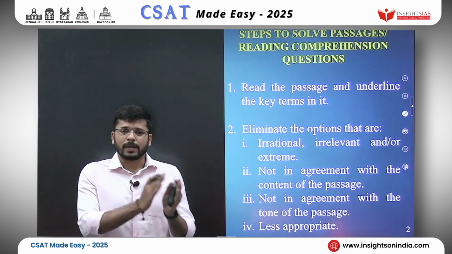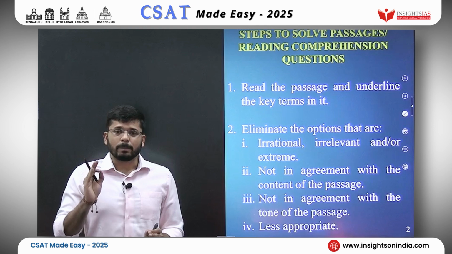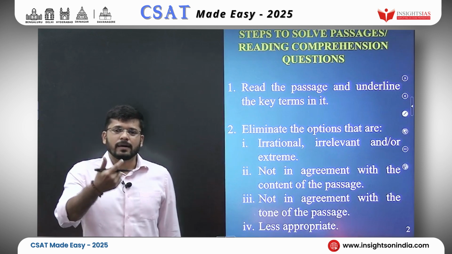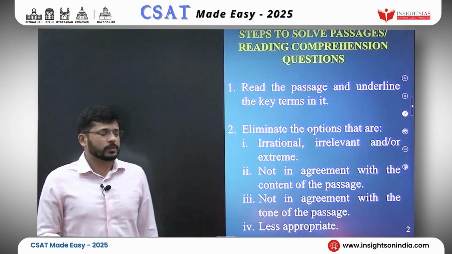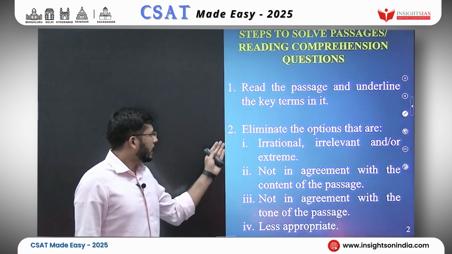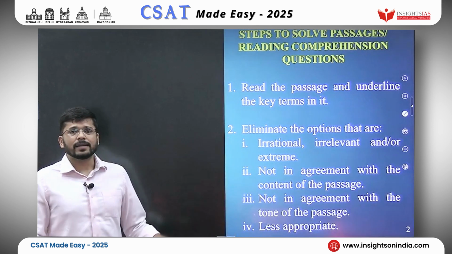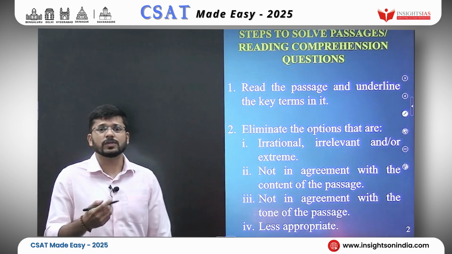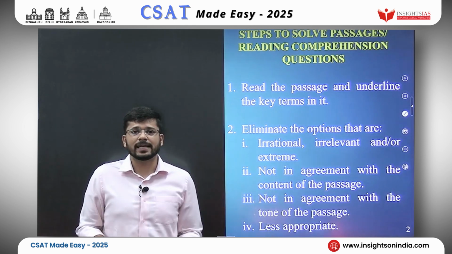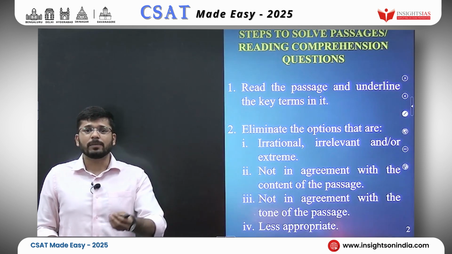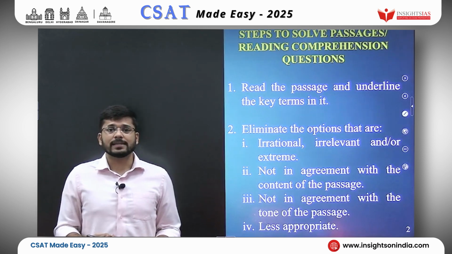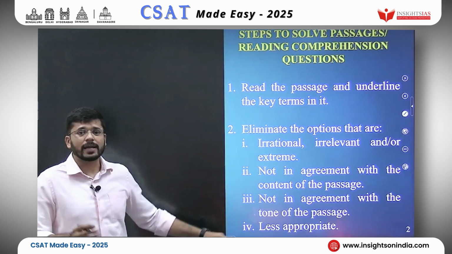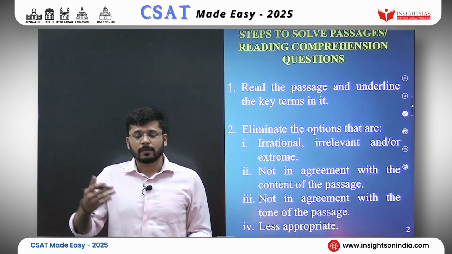And I have told you multiple times before, option elimination is the best method for solving passage questions. And I have also listed steps to be followed to eliminate options. I have listed 4 options. Let's take a look. First, eliminate the irrelevant, irrational and extreme options. Then eliminate the options which are not in agreement with what the passage is saying. Then eliminate the options which are not in agreement with the tone of the passage, and ultimately eliminate the less appropriate ones. This is the order in which you should eliminate options in the examination.